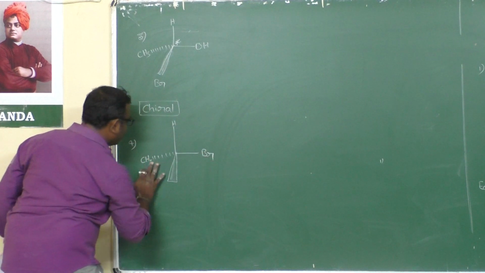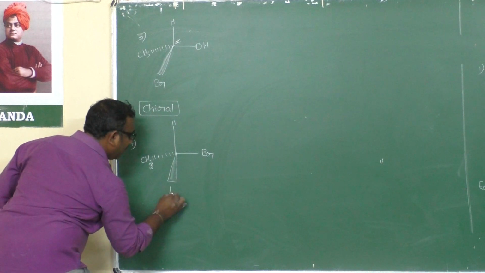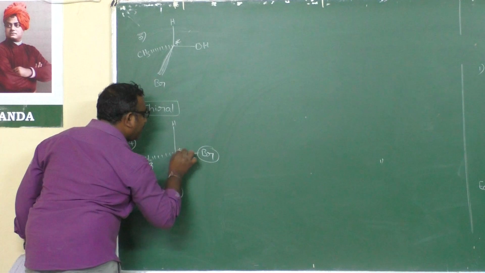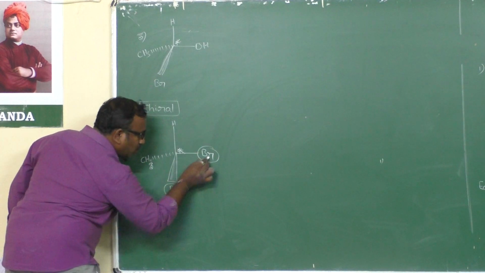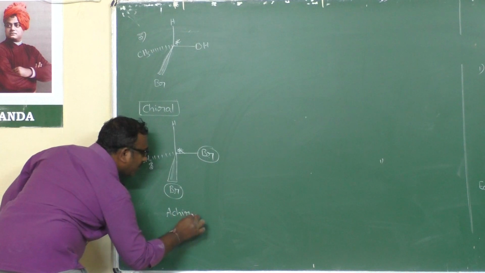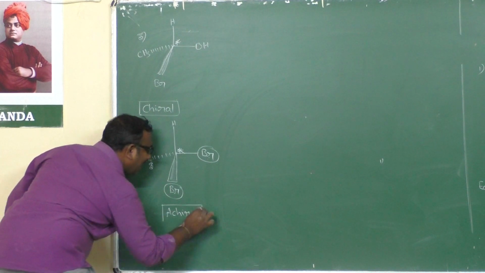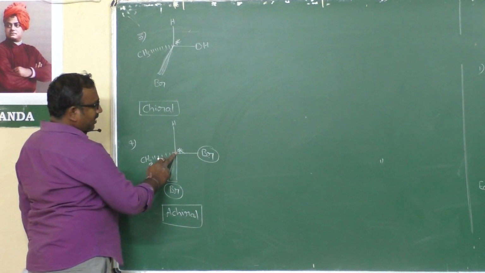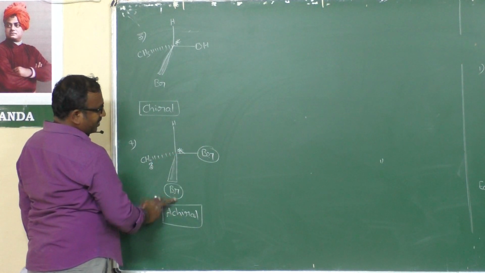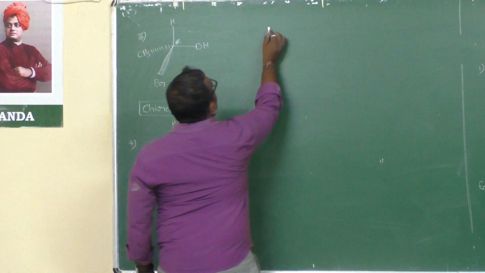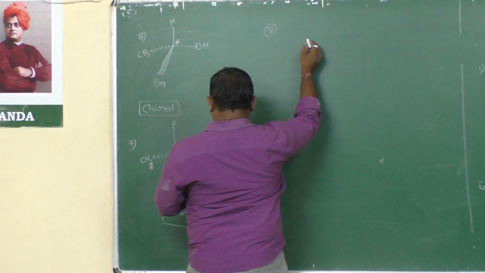Here a bromine atom is present, this is a methyl group and this is a bromine atom. Here this carbon is attached to two bromine atoms, so it is an achiral compound. Here this carbon is attached to two bromine atoms, that's why it is achiral. And fifth one.